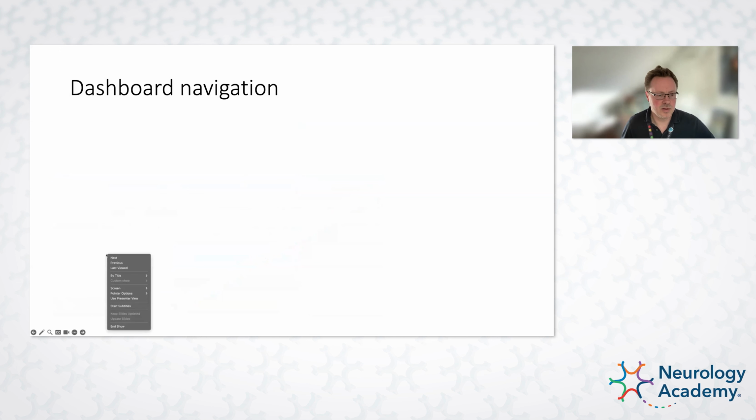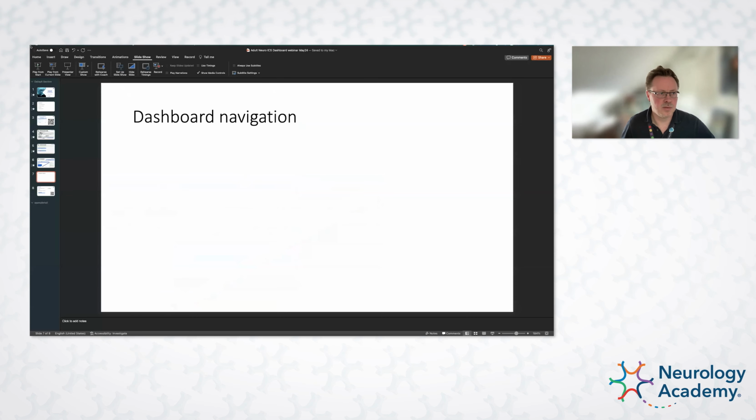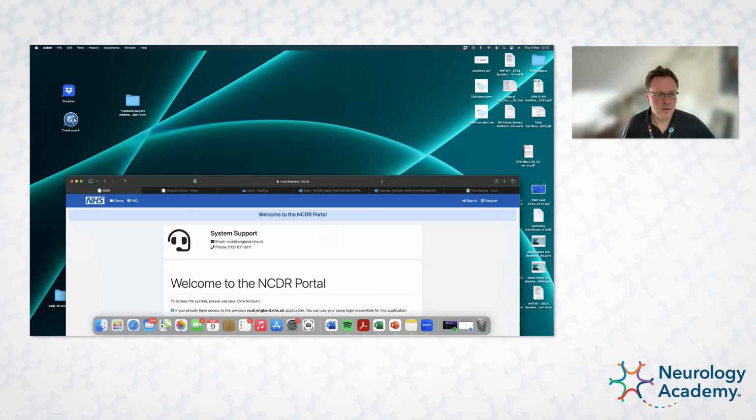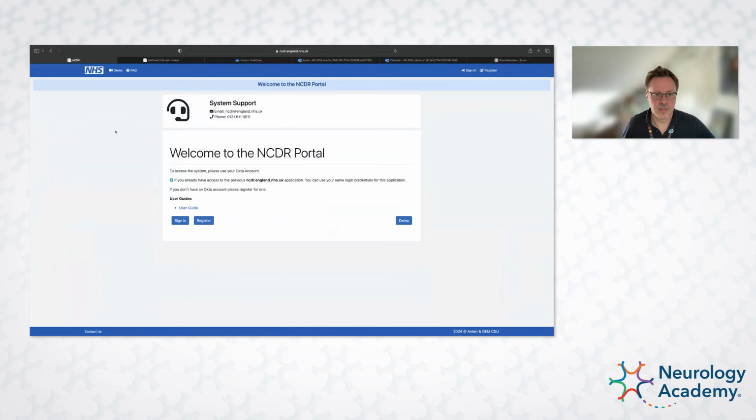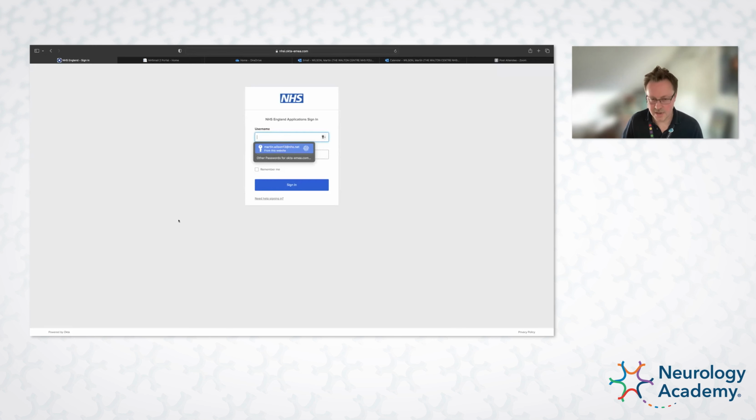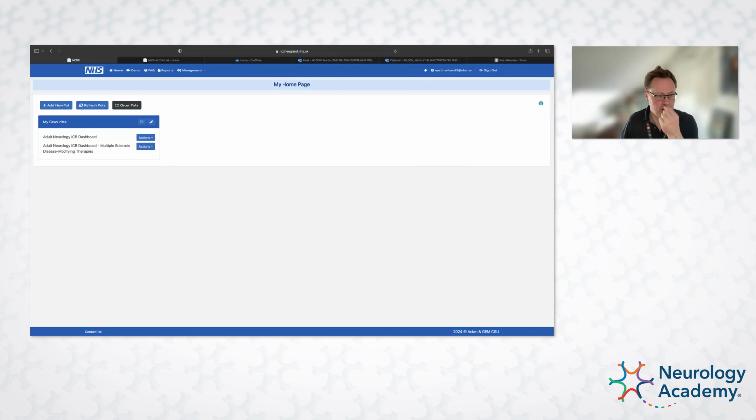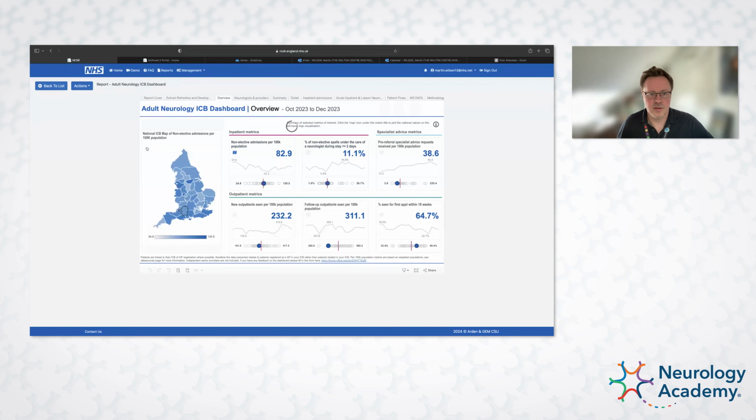So I'm going to stack those slides, and so this is just a browser page on the NCDR portal. So this is what you see. So I'll actually show you what happens here. So I sign in. So I've got the adult dashboard. I've also got the separate multiple sclerosis DMTs dashboard, which I'll touch on as we go through. And then you just select that you want to view it, and then you're in. So this is the dashboard.